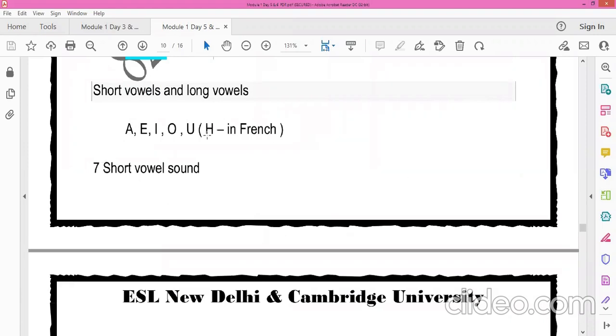Okay. If we talk about A, E, I, O, U in the English language, all these are what? Five vowels. In French, H is considered as what? Vowel. And sometimes in English, Y is also considered as what? Vowel, sometimes. Okay.